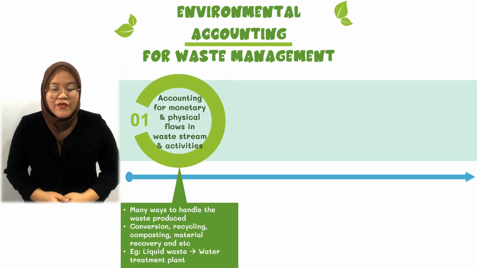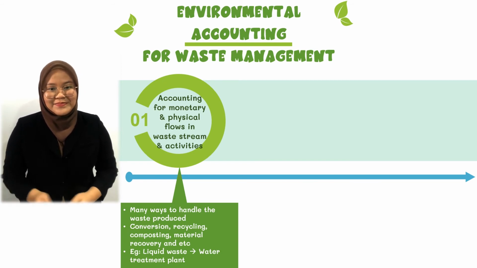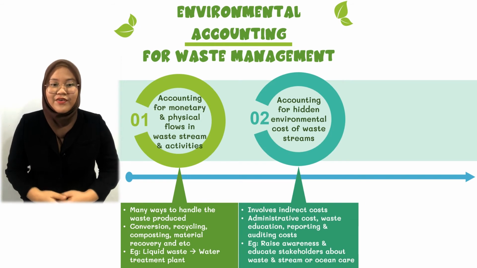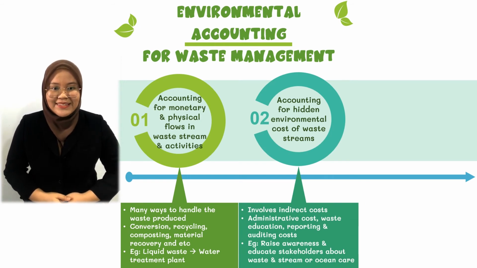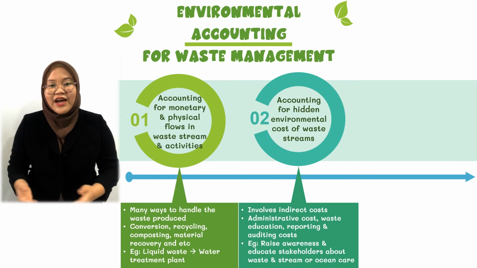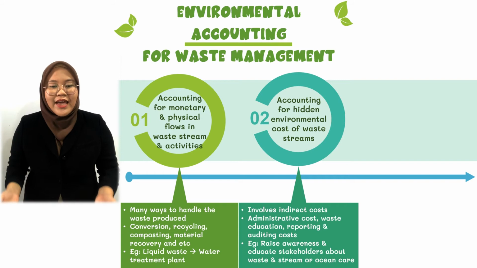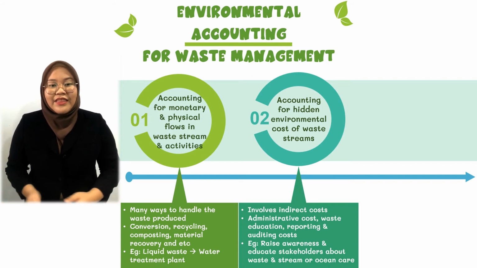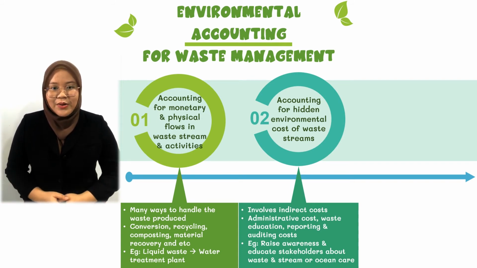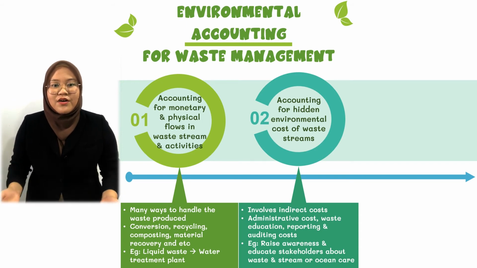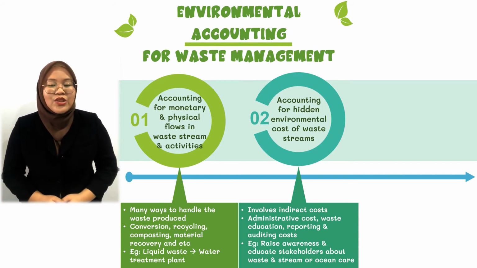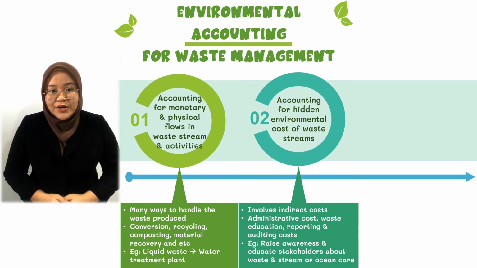It is important for an organization to understand the cause of each waste activity and flow path to identify the whole cause for the system. The next perspective is accounting for hidden environmental costs of waste streams. In this feature, it involves the indirect costs, such as administrative costs, waste education, reporting and auditing costs. For example, the cost to raise awareness and educate the stakeholders about the waste and streams or ocean care. This cost should be taken into consideration in decision making to ensure there is sufficient resource to reduce costs.